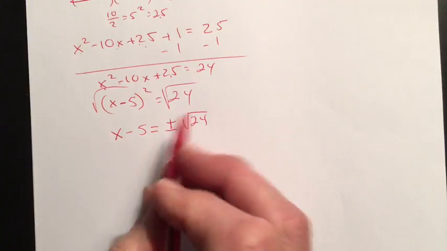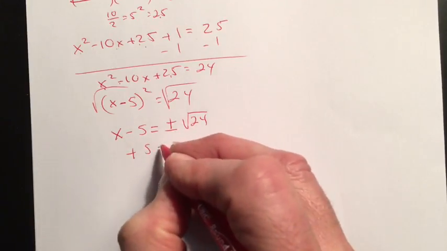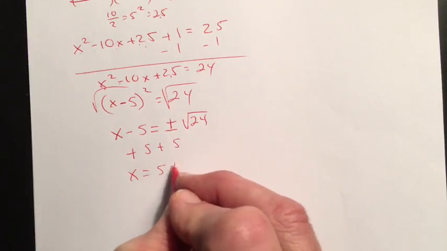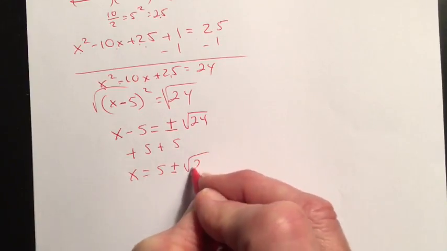And you've got to get this 5 to the other side. That's pretty easy to do. You just add the 5 to both sides and put that first. So you have x equals 5 plus or minus the square root of 24.